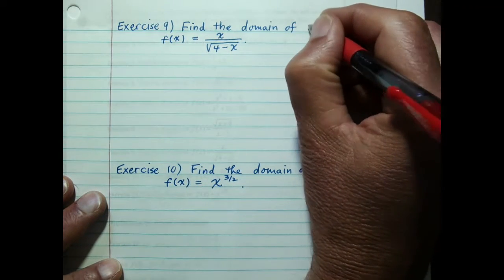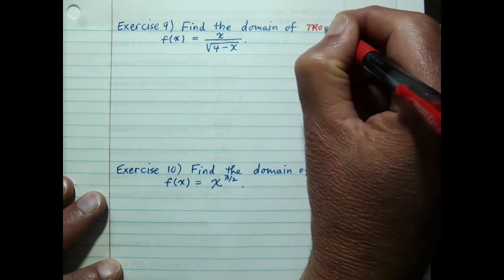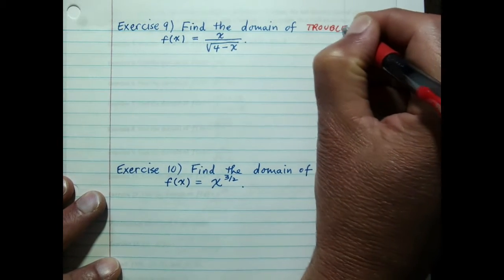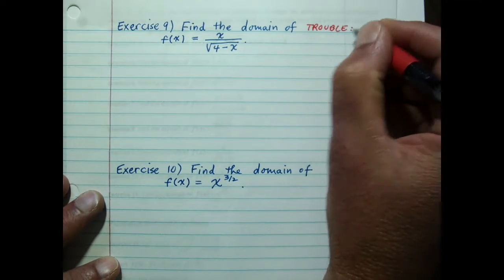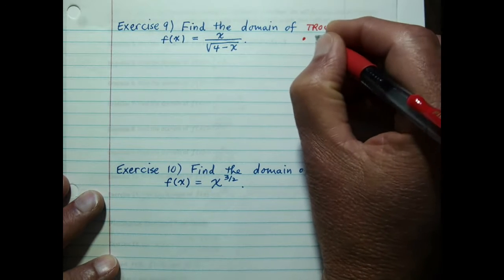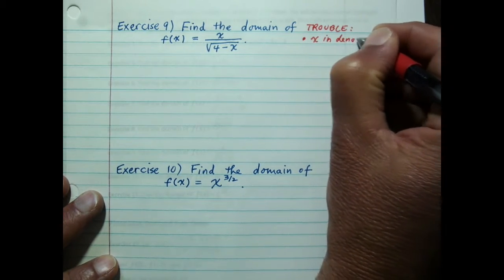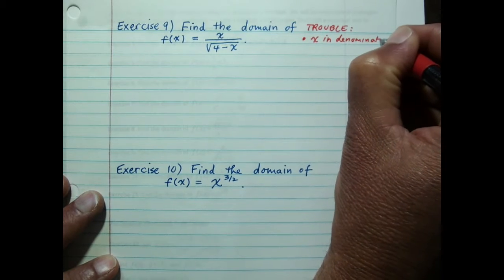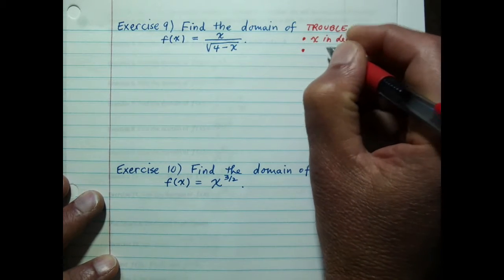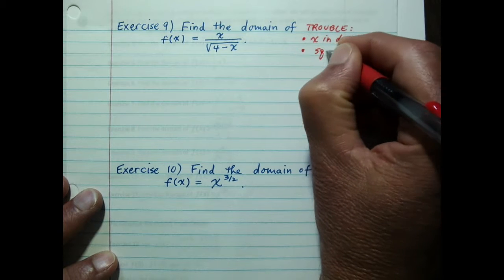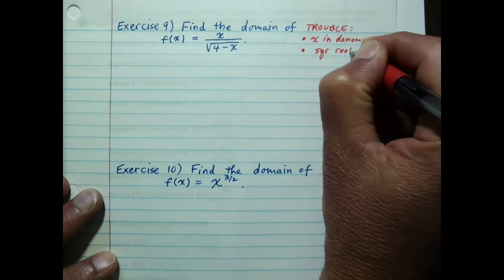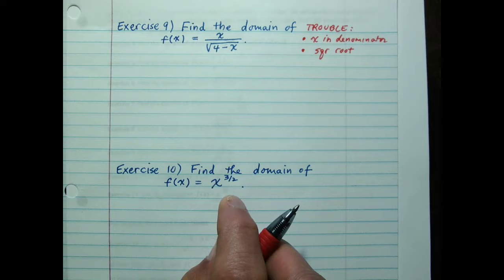And so while there are a few different things that can happen, I think we can sum up the kind of trouble that we're looking for. It comes in two forms. Either there's an x in the denominator, or we have a square root involved, and so we have to be careful to make sure we're not trying to take the square root of a negative.